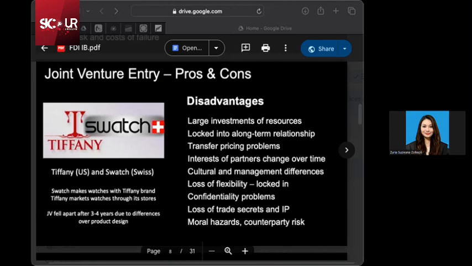So there might be loss of trade secrets and IP, in terms of the confidentiality problem. And then lastly is moral hazard, counterparty risk.